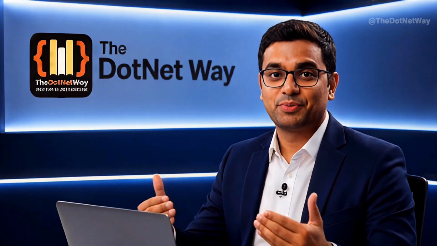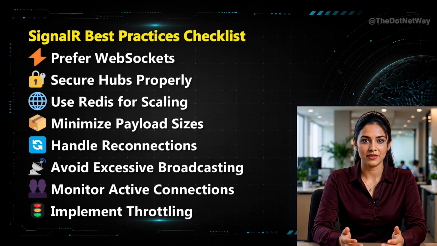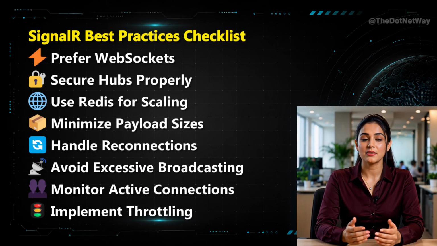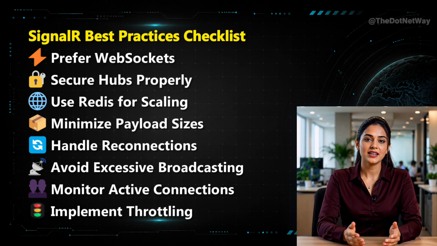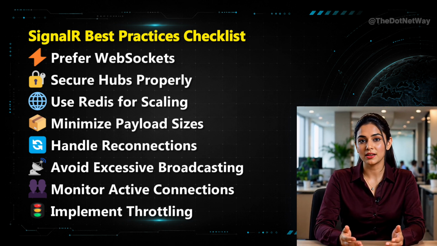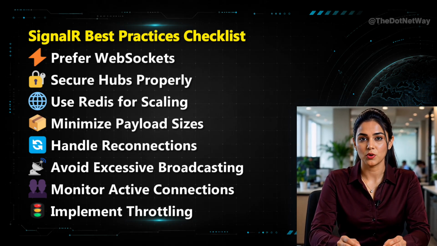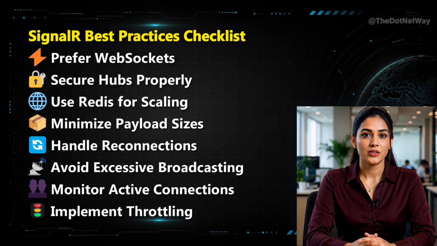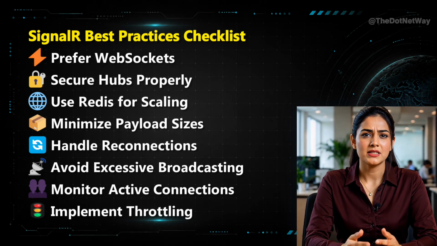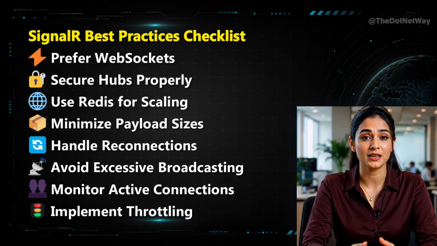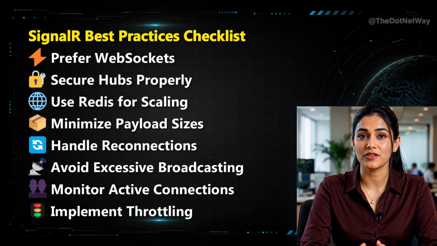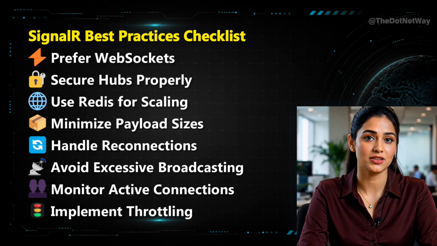Let's finish with your production checklist. The biggest rule is this: real-time systems behave very differently from normal APIs. Once thousands of persistent connections are active simultaneously, scalability, memory usage, security, and distributed coordination become much more important. If developers design SignalR systems carefully, they can build incredibly responsive real-time experiences that scale reliably in production.